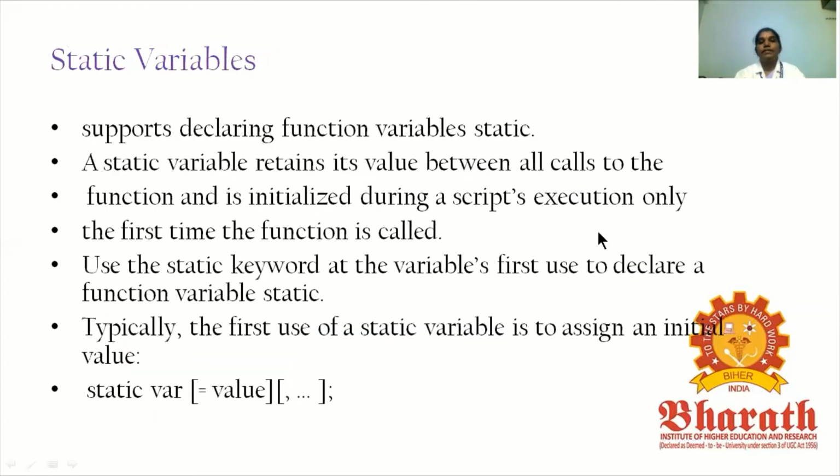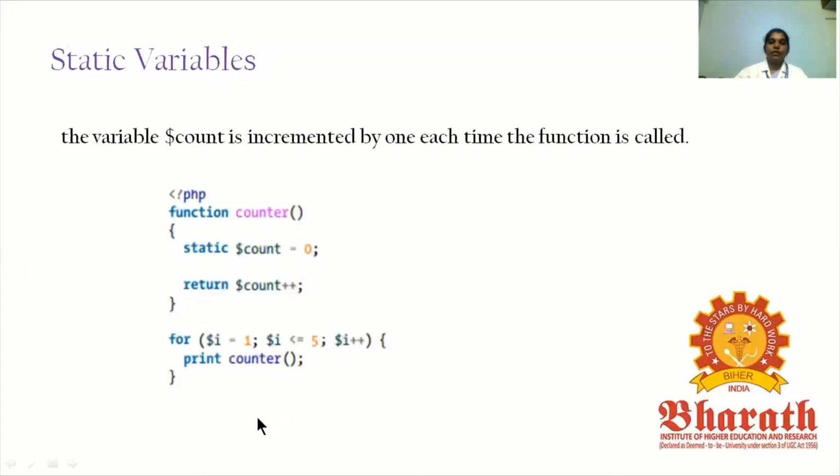Static variable. Okay, next one is static variable. PHP supports a static variable. It retains its value between all calls to the function. So the static keyword is used before the variable. See the syntax, this is the syntax for creating a static variable. Static followed by the variable, and the value is the optional one. That's why it is given within the square brackets.